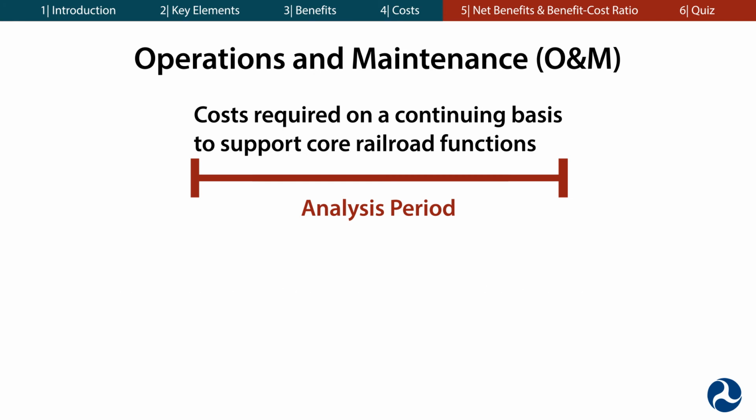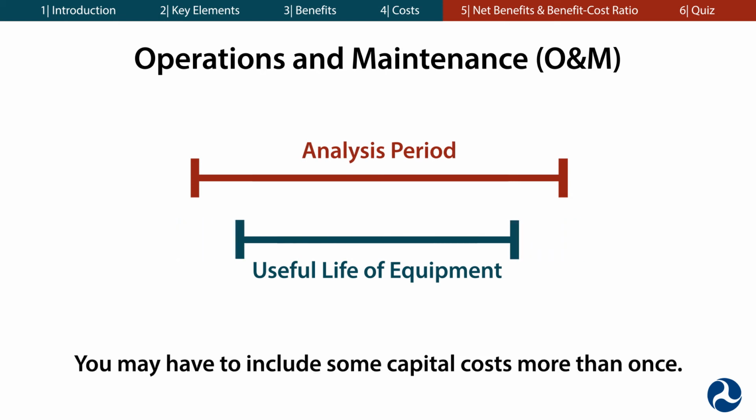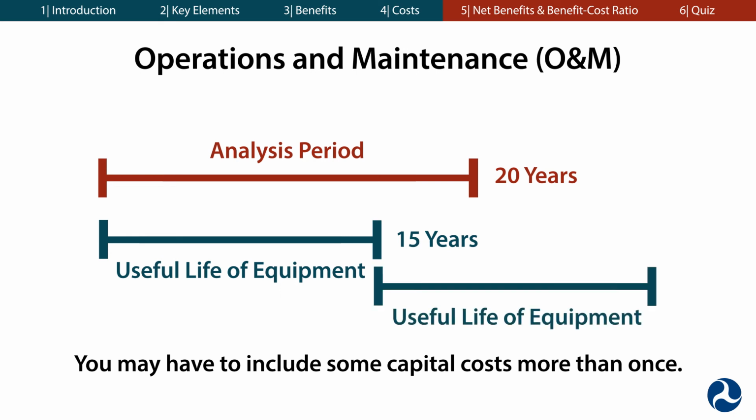It's important to consider the difference between your chosen analysis period and the useful life of the assets included in your BCA. Some railroad equipment or infrastructure will be useful for much longer than your analysis period. Conversely, some equipment may not be designed to last for the duration of the analysis period. You may have to include some capital costs more than once. For example, if your analysis period is for 20 years, and your BCA includes a piece of equipment designed to only last 15 years, you should assume that the full cost of that equipment will be incurred again in year 15.